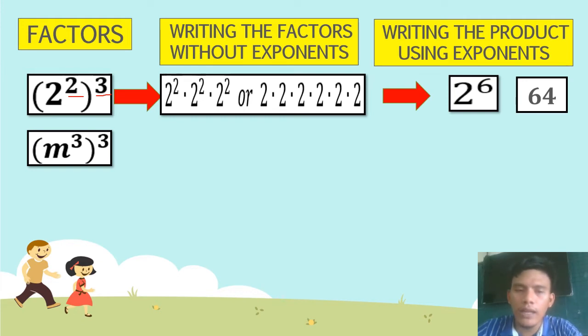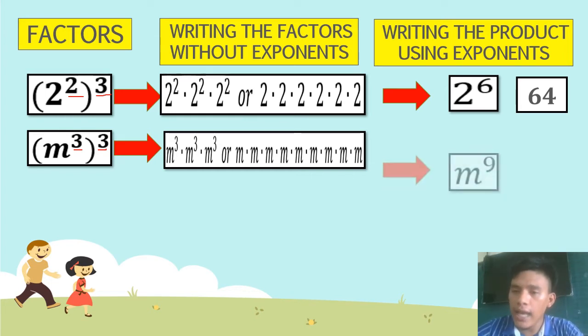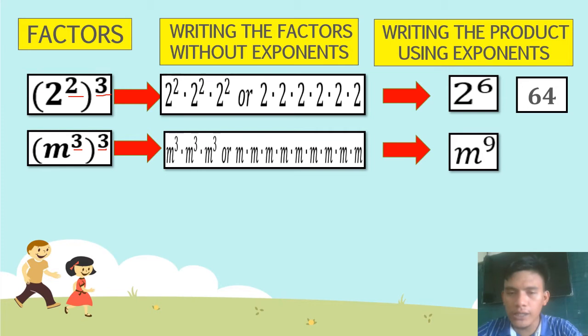Second, quantity m cubed raised to the exponent of 3. That is m cubed times m cubed times m cubed, or m times m times m times m times m times m times m times m times m. Using the fifth law of exponents, you multiply the exponents. 3 times 3 is 9. So m raised to the exponent of 9.